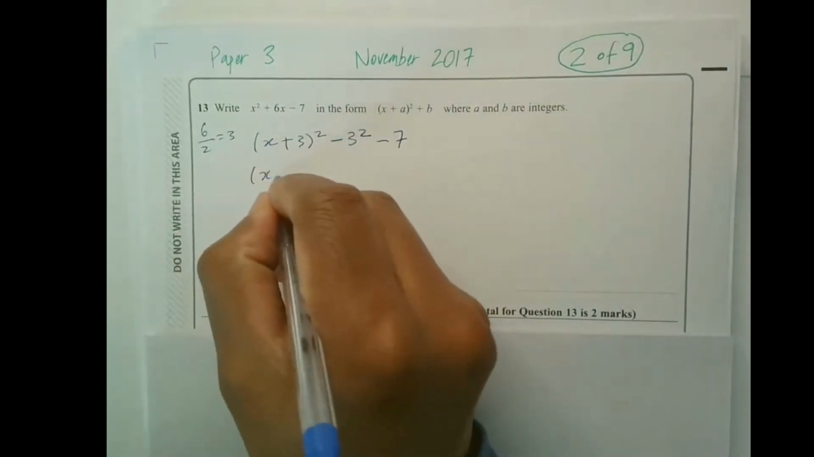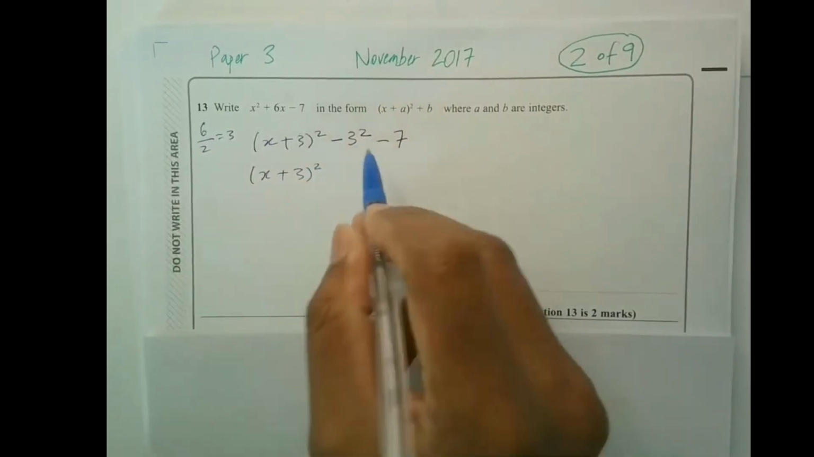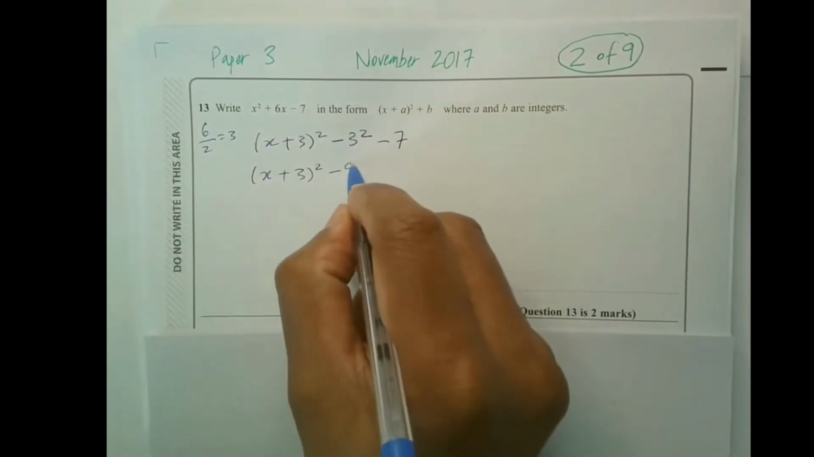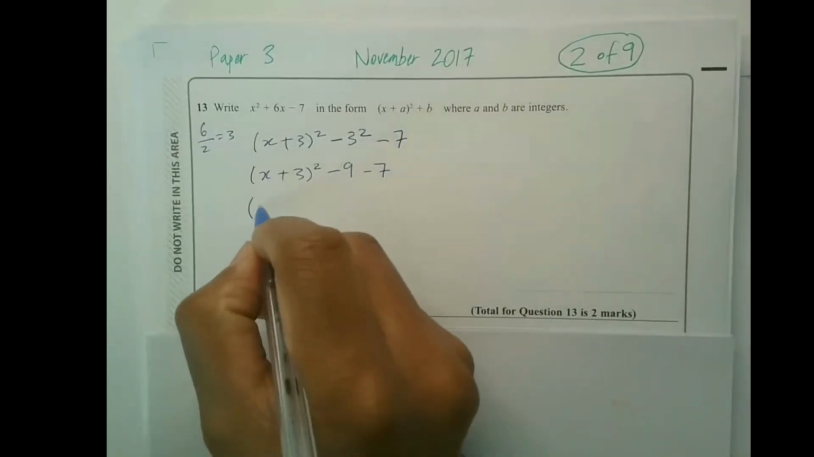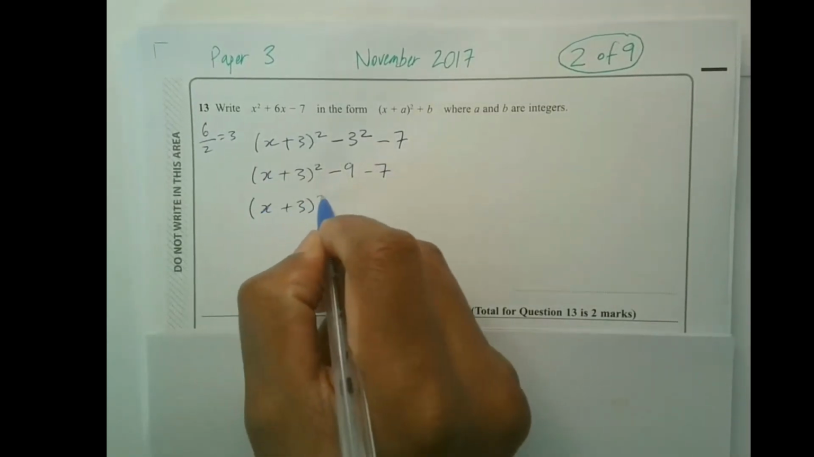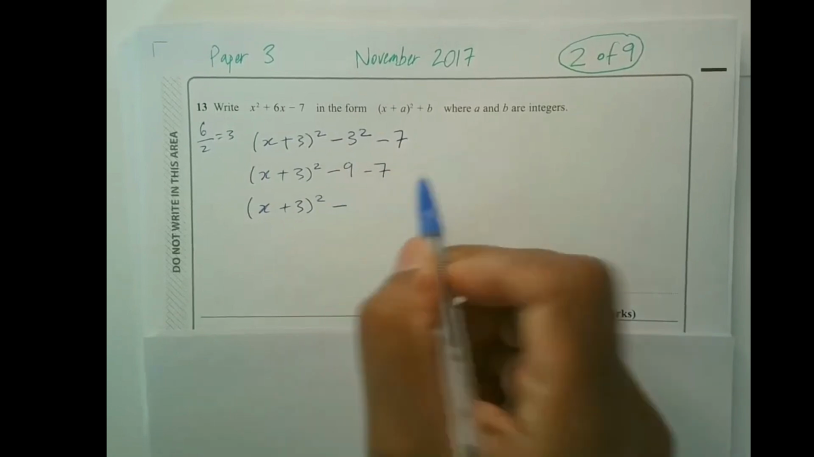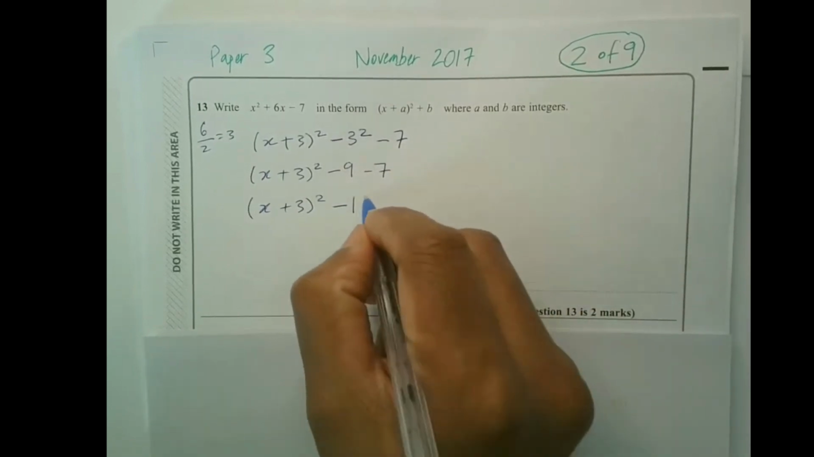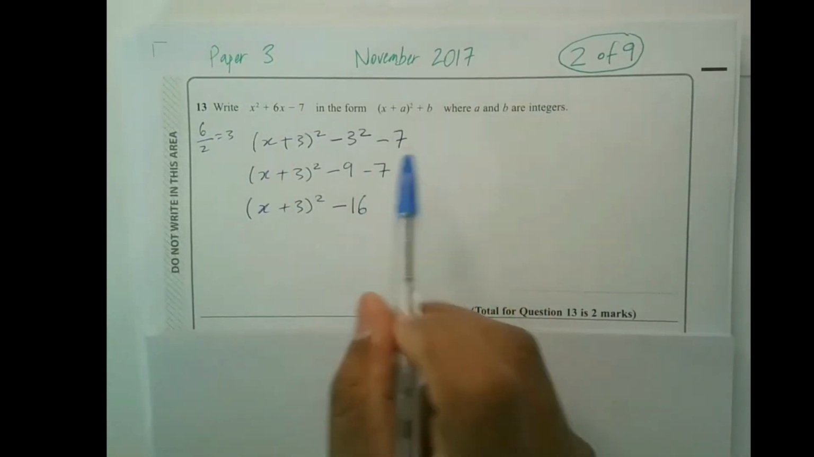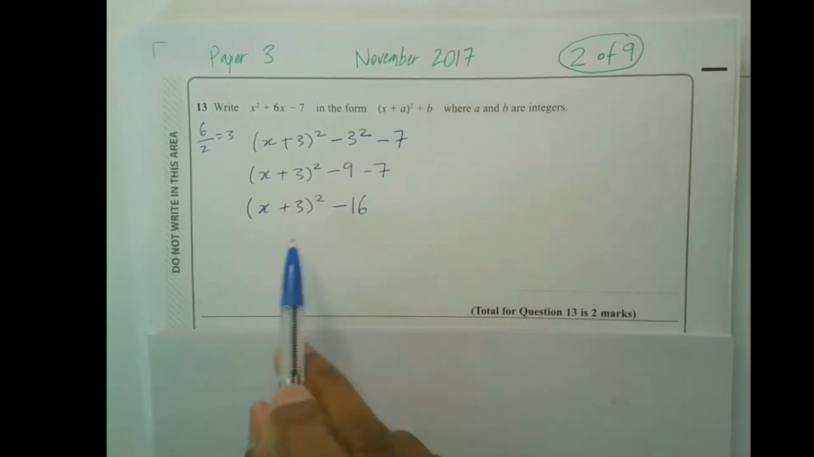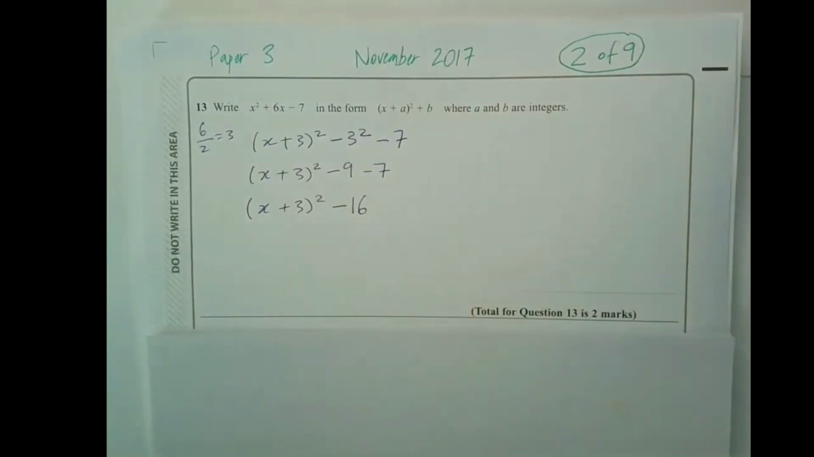So this is x plus 3 squared, take away 3 squared, which is 9, take away 7. And I keep simplifying. x plus 3 all squared, take away 9, take away 7 is minus 16. You can use a calculator. And so if I look at my format, x plus a squared plus b, this is my final answer.